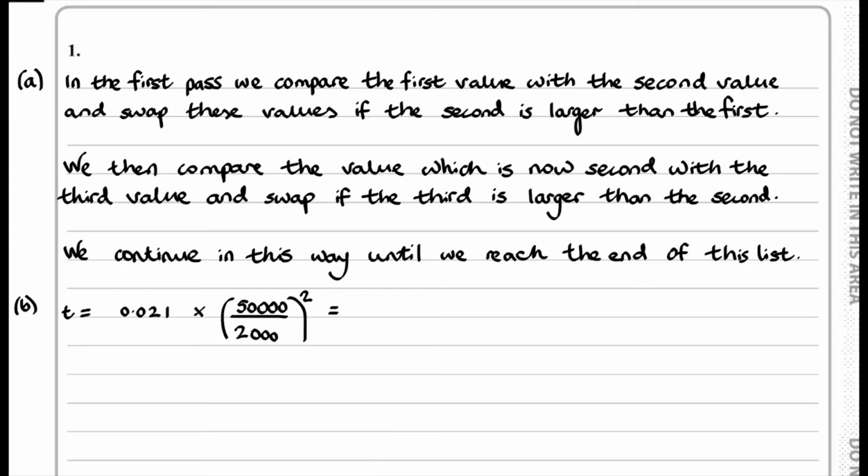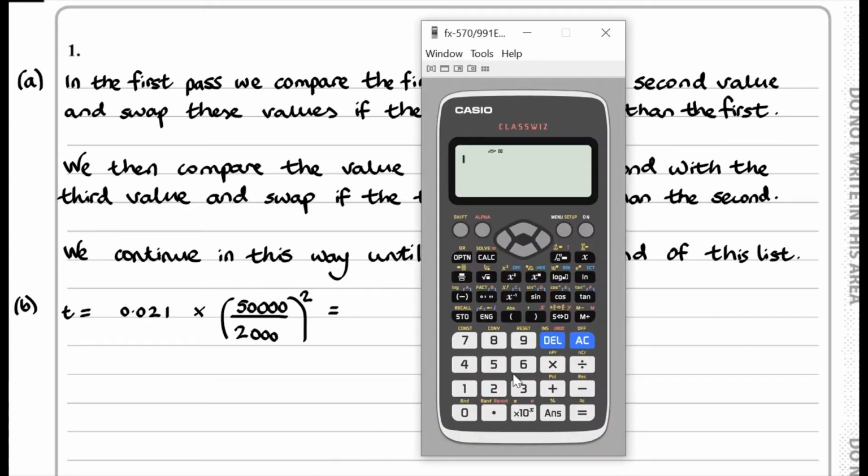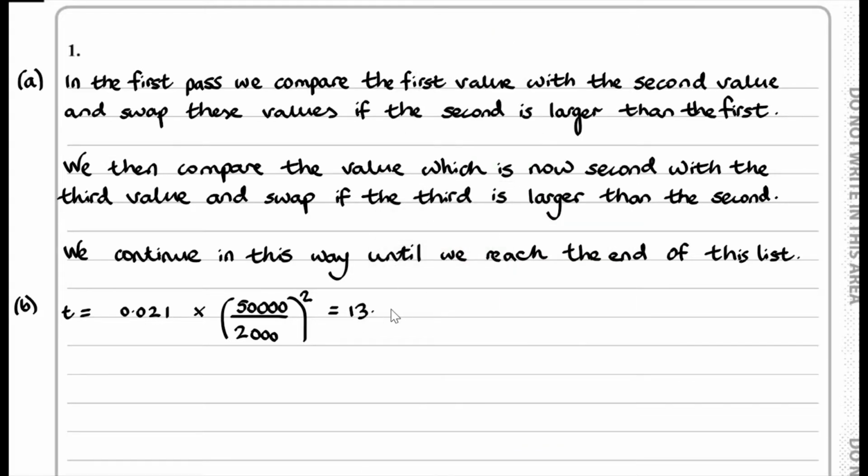And if we work this out, let's just grab our calculator. We have 0.021 multiplied by 50,000 over 2000. Then we square that value, we get a value of 13.125. So we have 13.125, and I recommend writing down the units for consistency. So we have 13.125 seconds.